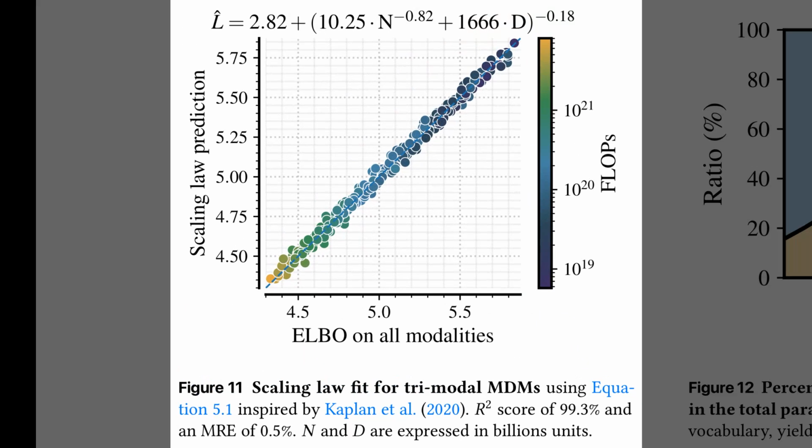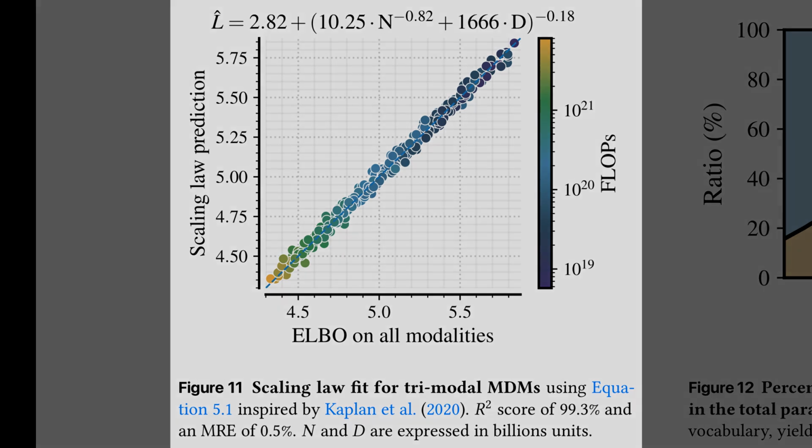Okay, having established the architecture in the previous figure, Figure 11 now validates the scaling laws used to optimize it. This scatter plot compares the actual training loss, specifically the evidence lower bound, on the x-axis, against the value predicted by the scaling equation shown at the top. The data points, colored by compute scale, fall almost perfectly on the diagonal line. This tight fit proves that the researchers can accurately forecast the performance of tri-modal models just by choosing the model size and token budget.